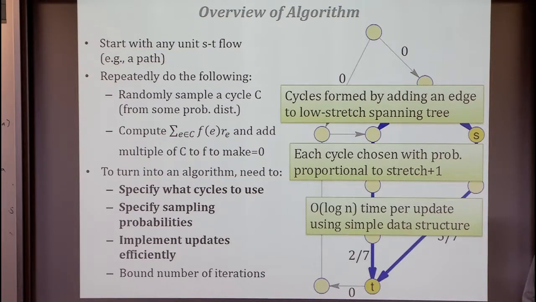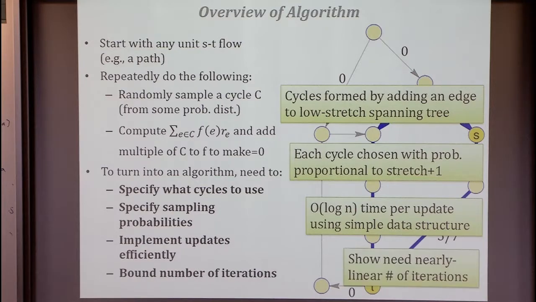The updates are going to be a simple data structure. Link cut trees would suffice, but are aggressive overkill. They're way more complicated than necessary. And the number of iterations is just going to be nearly linear, and it's going to roughly be proportional to the stretch of the tree. And that's it.